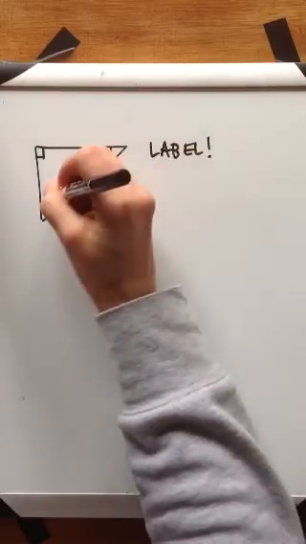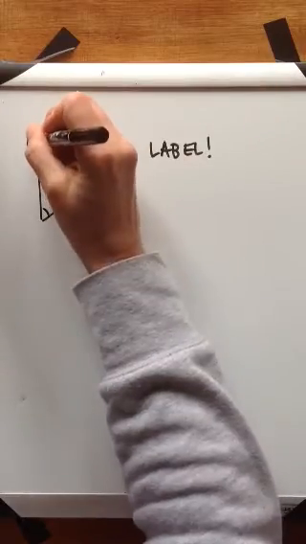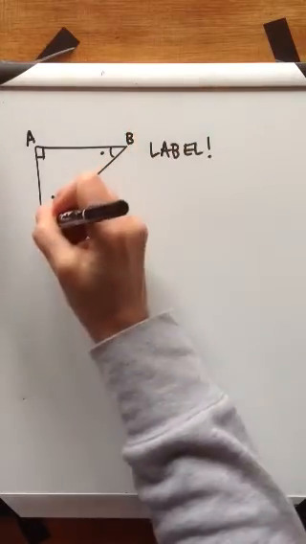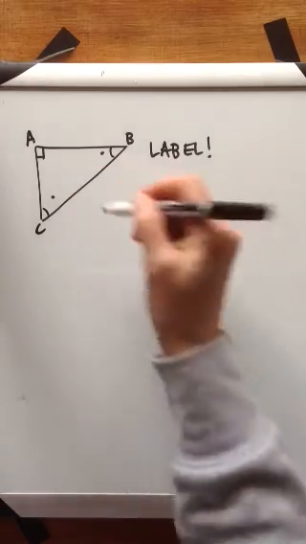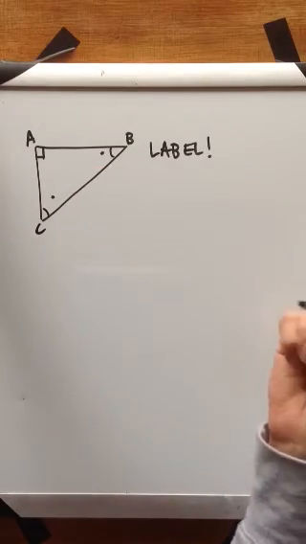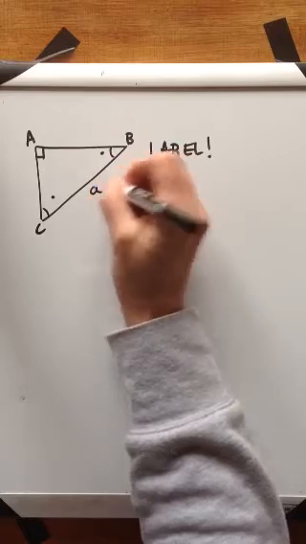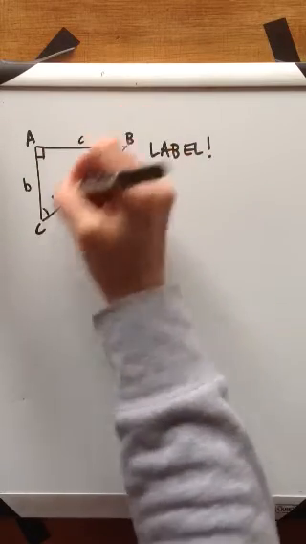Maybe you know the degrees of this angle or this one. Make sure you've got some vertices labeled. It doesn't have to be ABC, it can be any letters you wish, but then that allows you to have some reference points. If you know some side lengths, little a, little b, little c, right?